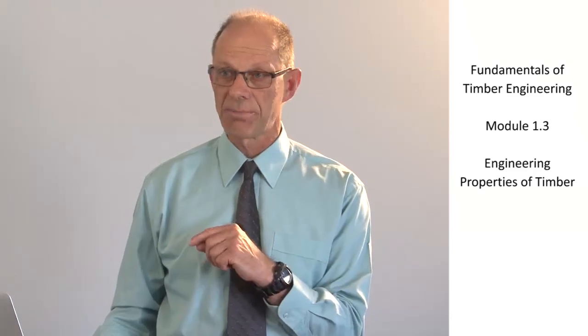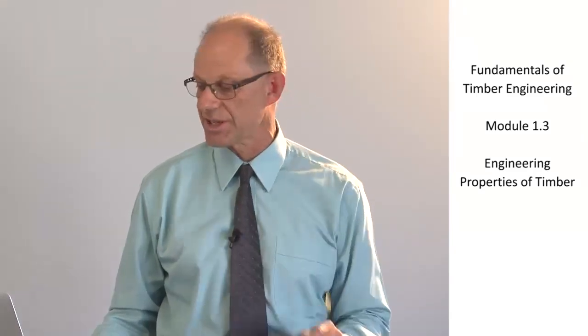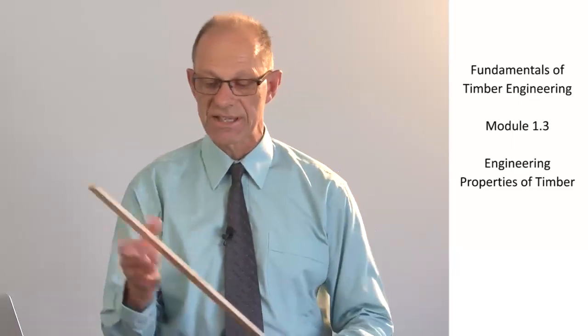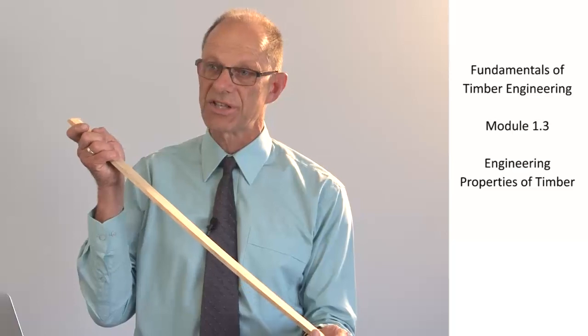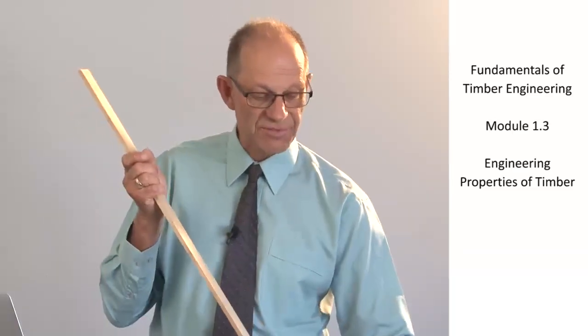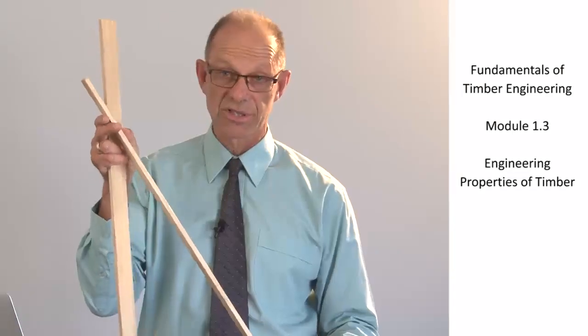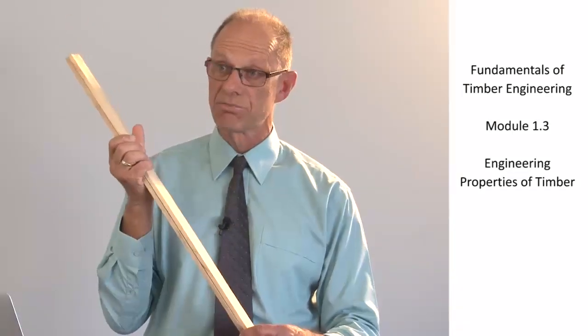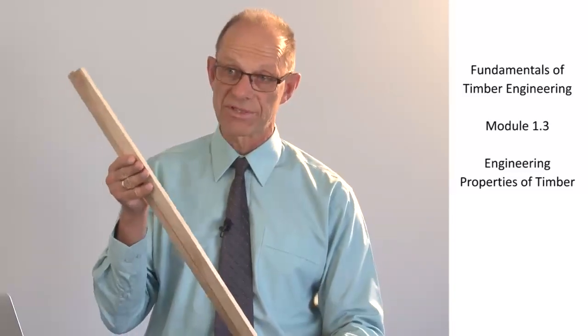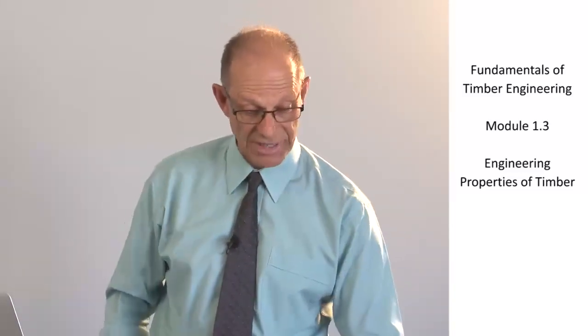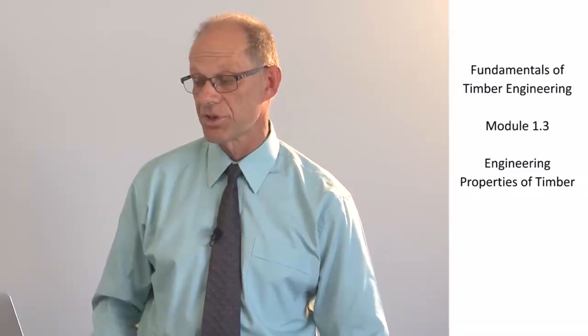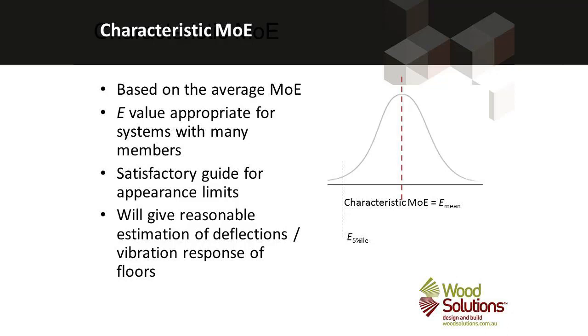Now, looking at each of those properties in turn, characteristic modulus of elasticity. The characteristic modulus of elasticity is the average modulus of elasticity for the entire grade. So every piece of timber may have a slightly different modulus of elasticity, but it's the average modulus of elasticity of all of the pieces of timber in the grade, or all of the timber products in the grade, that dictates what the average modulus of elasticity is. In terms of statistics, the mean is in the centre of the distribution, so that the modulus of elasticity that's quoted in AS 1720.1 for each of the grades is the average modulus of elasticity.